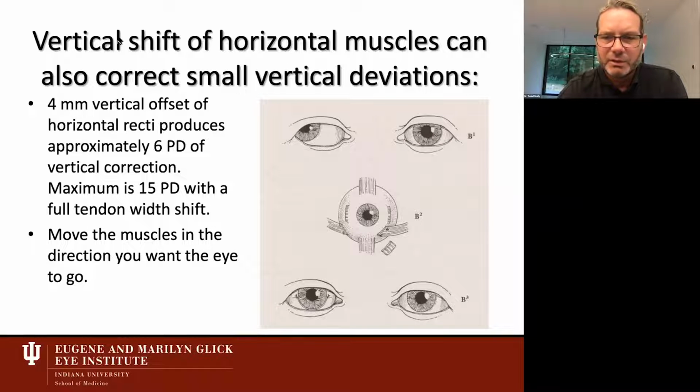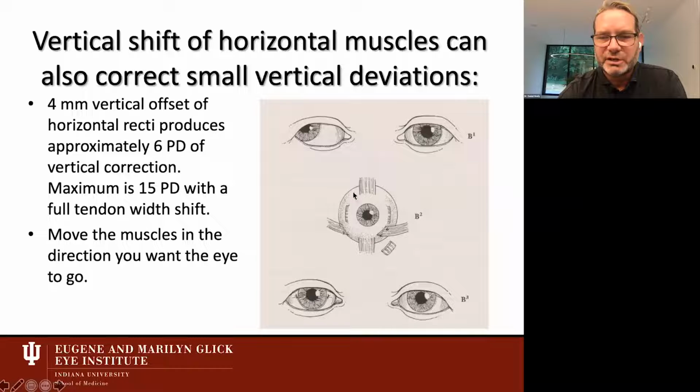All right. Now the muscle insertion here is usually about 10 millimeters wide. So 4 millimeters is about half a tendon width, and a full tendon width is going to be about a 10 millimeter downshift. And what direction do you move them? You move the muscles in the direction you want the eye to go.